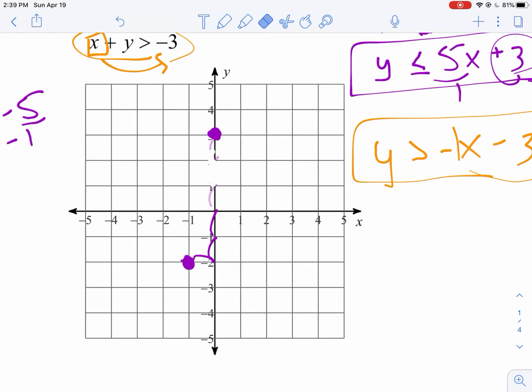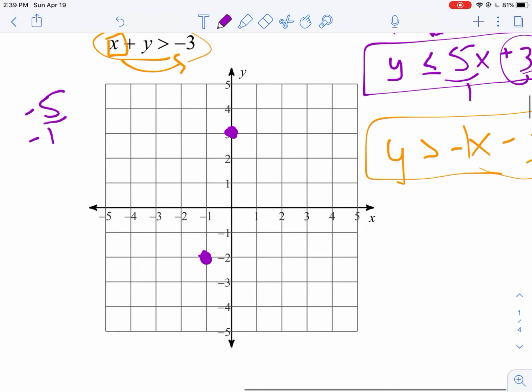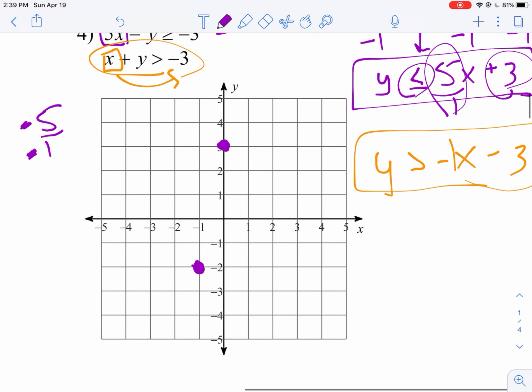Even though I just rose and ran two negatives, look at my line. This is a positive sloping line. That line is sloping positive. So if I have a positive slope that goes off my graph, I could always just make both of them negative, because a negative divided by a negative is indeed a positive. We have a less than or equal to, so I was right with that solid line that I erased already.